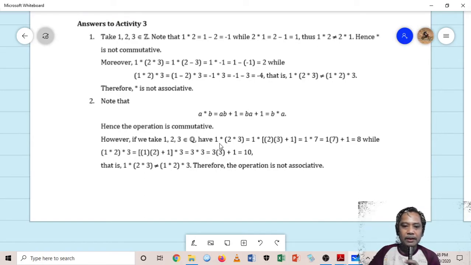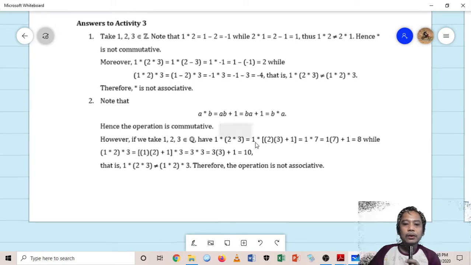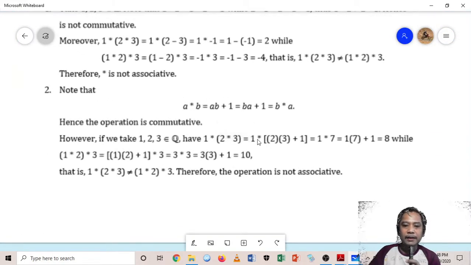So, we have 1 operation the quantity 2 operation 3, which will be 1 operation the quantity 2 times 3 plus 1. So that would be in short 1 operation 7. But 1 operation 7, by definition of asterisk, is 1 times 7 plus 1. So it will be 8.